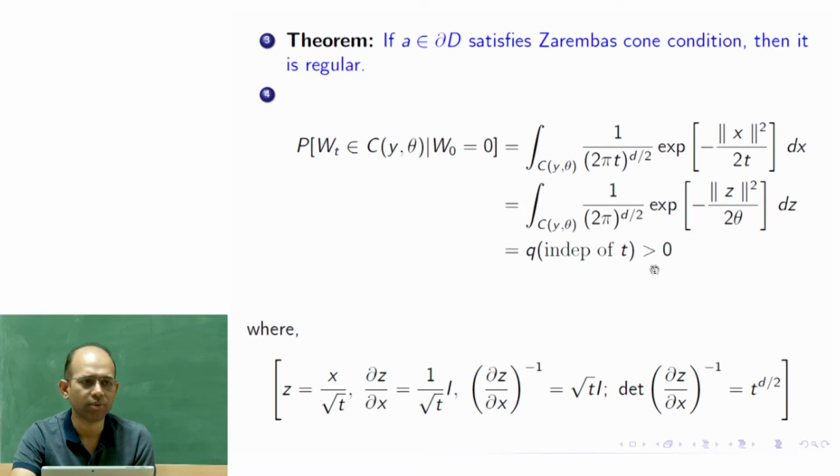It is of course a positive number, because the cone C_{y,theta} has positive measure, and that is true because theta is positive. So this value is q, which is positive.